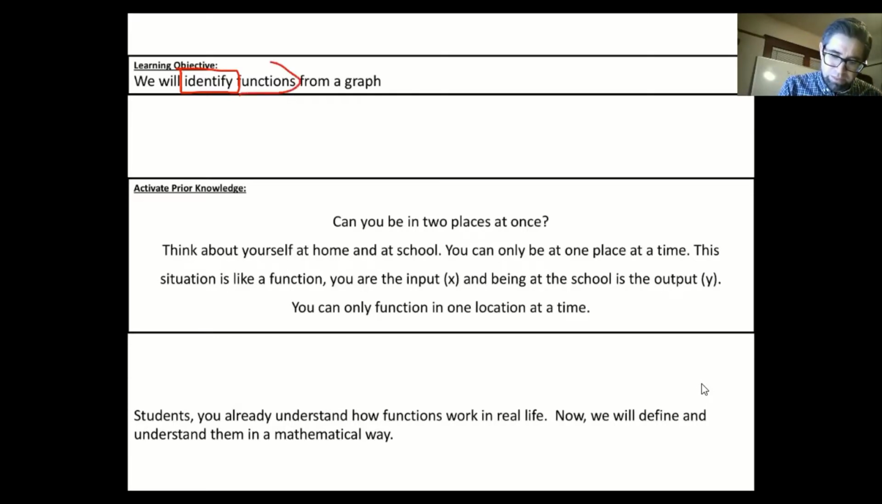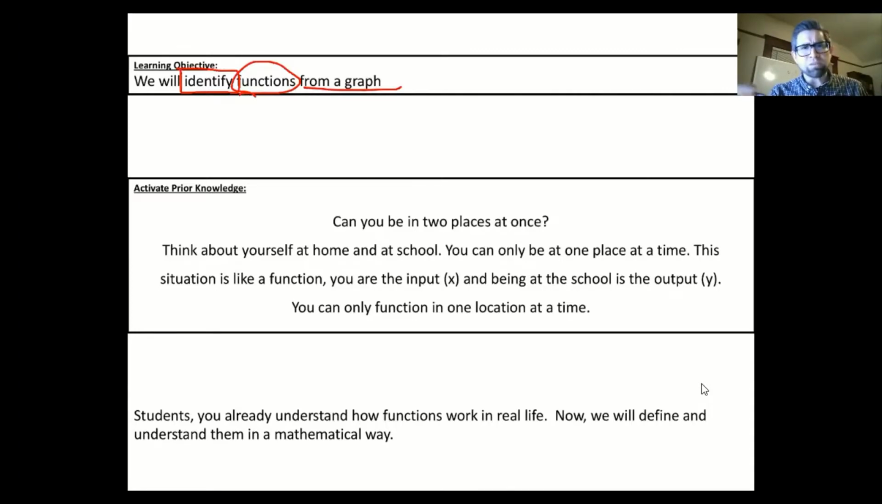Now, the concept is a function, and this is a majorly important concept in all of math, and especially in 8th grade. We have our guaranteed standards, F1, identifying functions, and F4, constructing or writing the functions. So we're going to talk and review the idea of a function briefly in this lesson, and then we're also going to narrow it down to just being able to identify them from a graph. So today we should be able to identify functions from a graph by the time we're done with this.